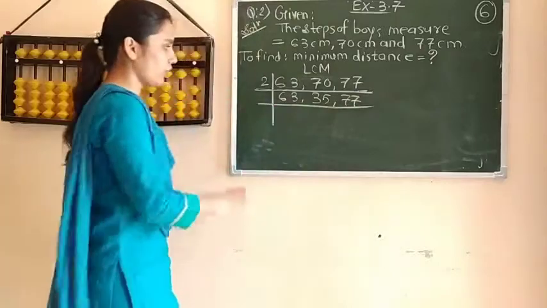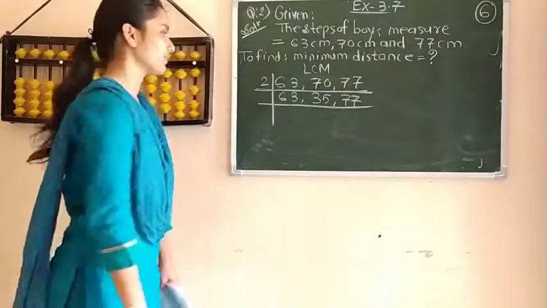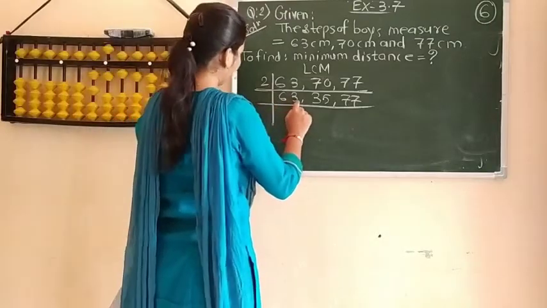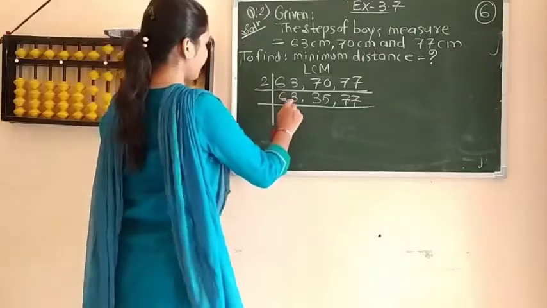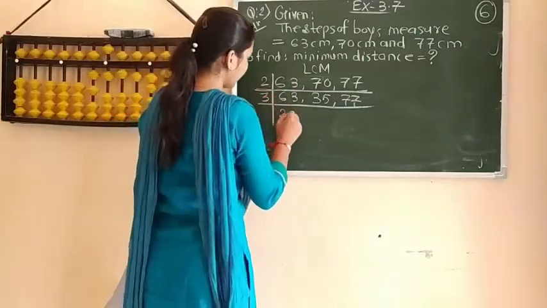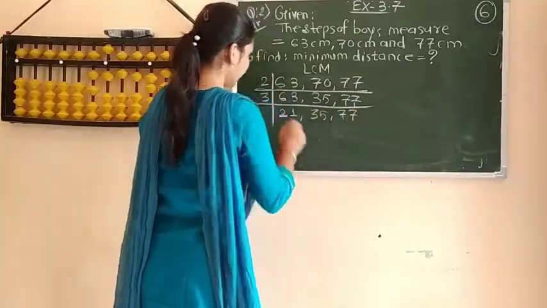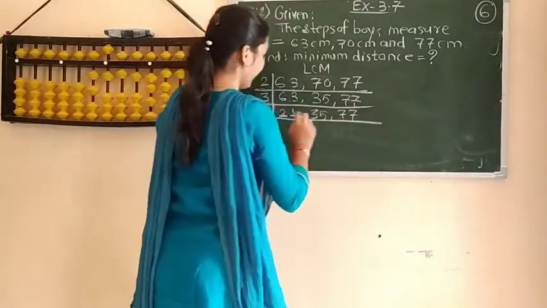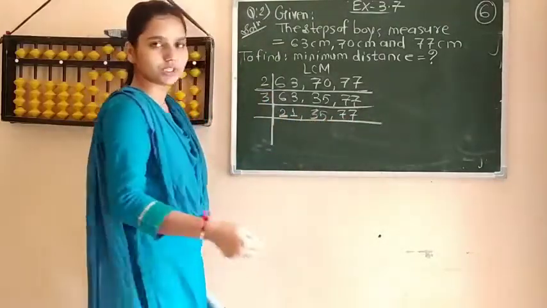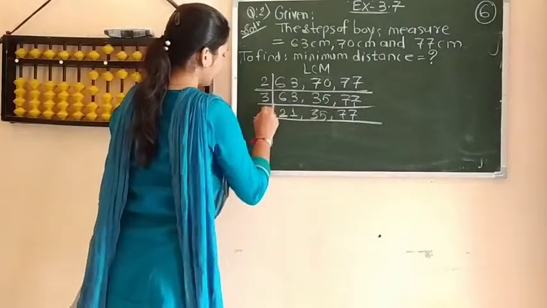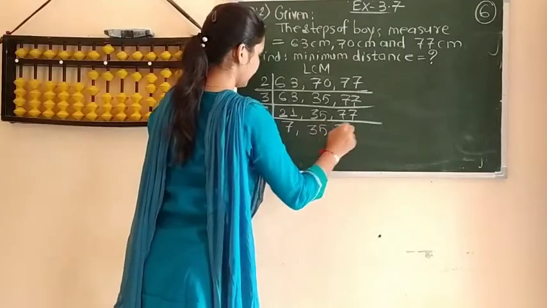Now all 3 are odd numbers. So first of all check if any of them is divisible by 3 or not. 6 plus 3 is 9, 9 is a multiple of 3, and the other two are not divisible by 3. So first of all divide by 3. 3 twos are 6, 3 ones are 3. This 35 as it is, 77 as it is. Again 21 is divisible by 3 but these two are not, but still you have to give preference to 3 and write down these two as they are. 3 sevens are 21, 35, 77 as it is.